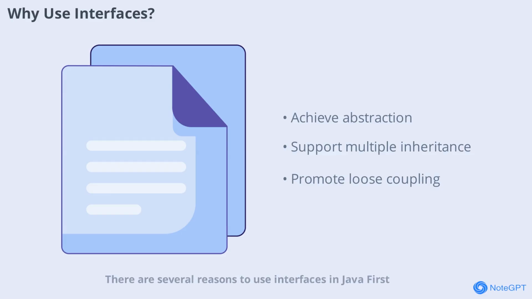There are several reasons to use interfaces in Java. First, they help achieve abstraction by defining what a class should do without specifying how. Second, interfaces enable multiple inheritance, allowing a class to implement multiple interfaces. Third, interfaces promote loose coupling, making your code easier to maintain and extend.